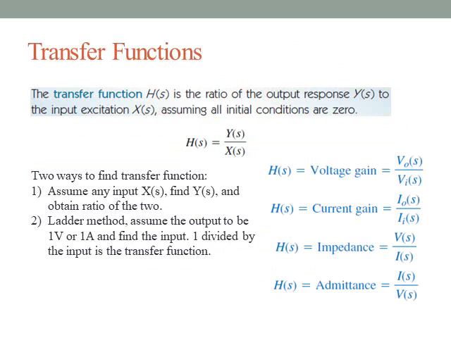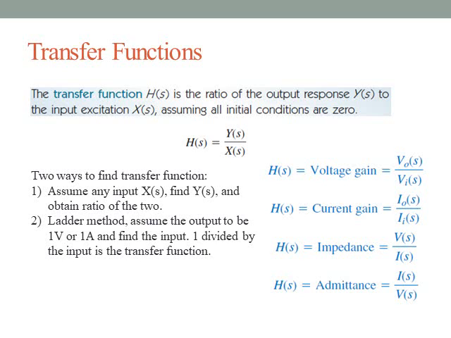So the transfer function is basically the ratio of output response to the input excitation X of s. So H of s is equal to Y of s divided by X of s. H of s is the transfer function, Y of s is the output, and X of s is the input. This transfer function can be in any form: voltage to voltage, voltage to current, current to voltage, and current to current, which would be called voltage gain, current gain, impedance, or admittance.